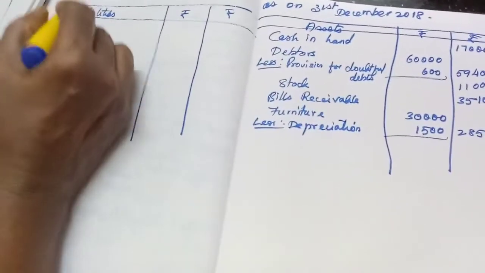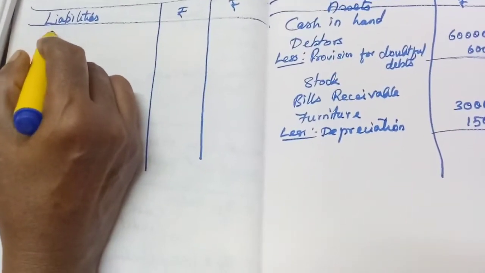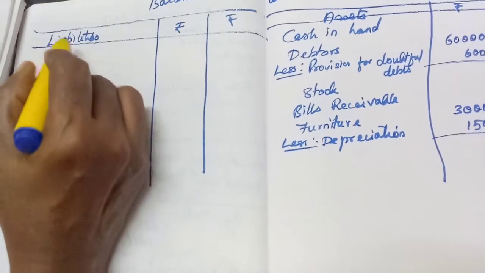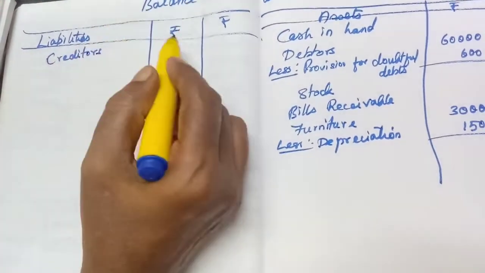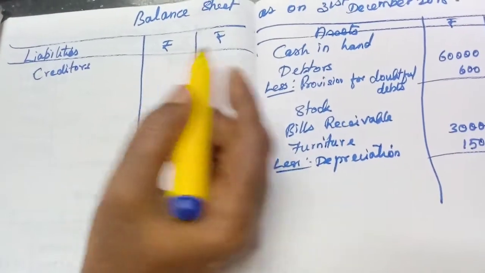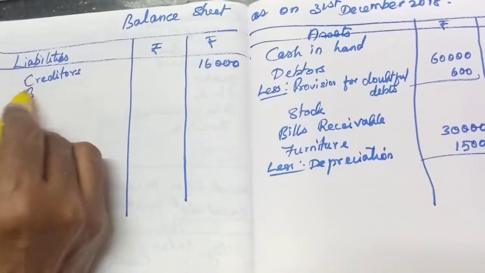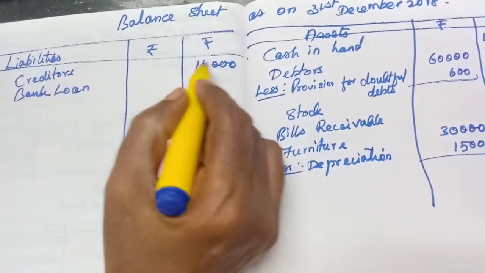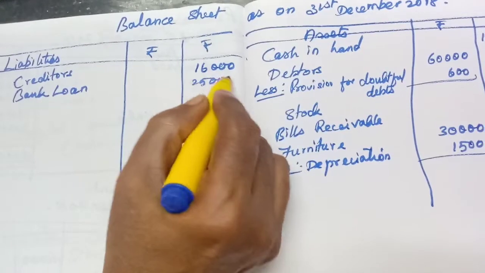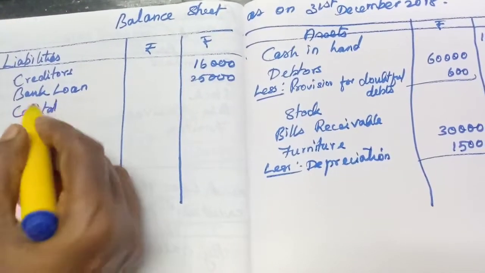Now we will come to the liability side. First, the short-term liabilities. Short-term liabilities are creditors. First one, creditors. Creditors 16,000. Then bank loan. Bank loan 25,000.